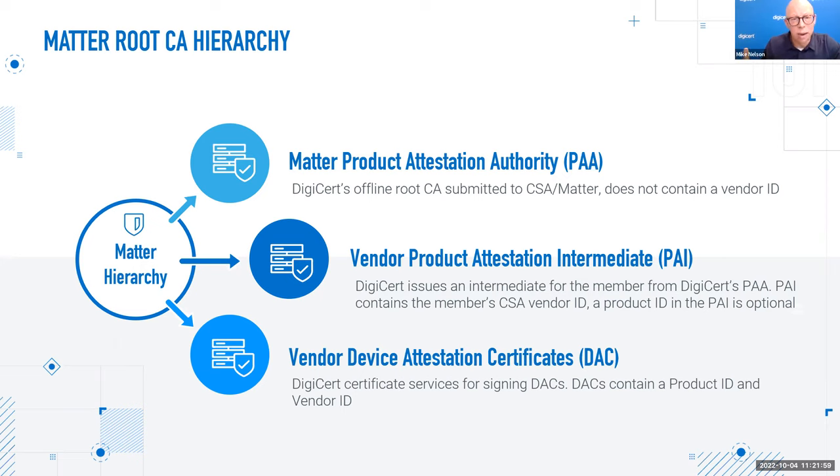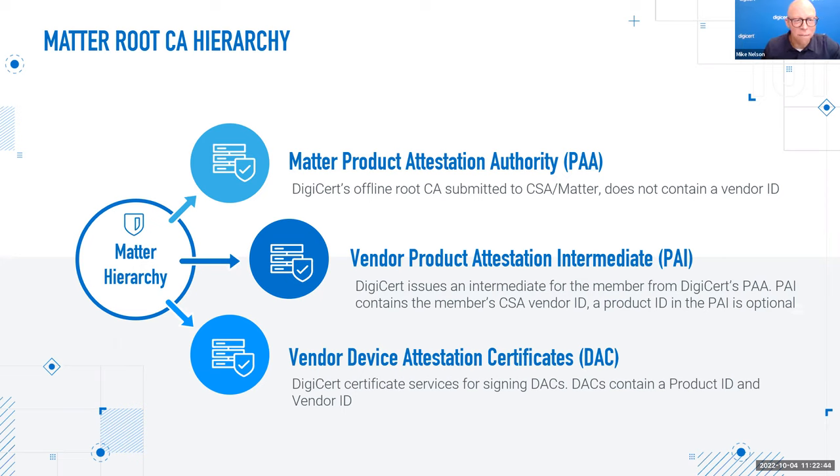Going down from there, intermediate CAs, or what Matter refers to as product attestation intermediates, are then issued. Every participating organization, every manufacturer is required to have a product attestation intermediate. And what that does is it identifies them as an approved vendor and a member of Matter and the CSA. And it also provides product IDs. From the product attestation intermediates, device attestation certificates are provisioned. And as we all know, every Matter compliant device is required to have a DAC, a device attestation certificate.